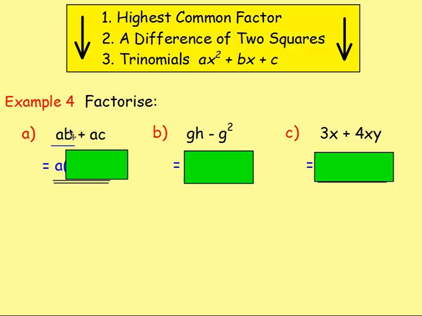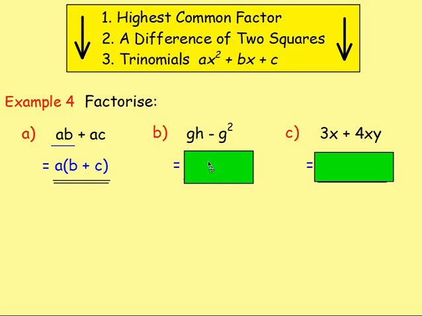And then you think, a times what is ab? Well, ab means a times b, so we're doing a times b. A times b is ab. Good. Then plus, and a times what gives you ac? So again, a times c is ac, so that just means a times c. That's it. How do you know that's right? Good, you multiply it out. A times b is ab, a times c is ac. You've got the right answer.